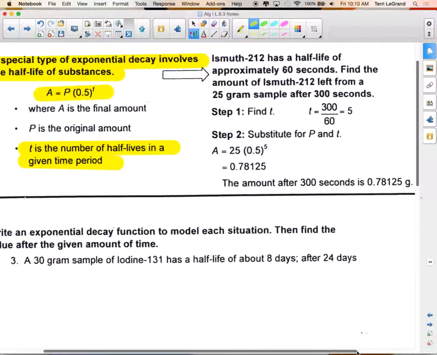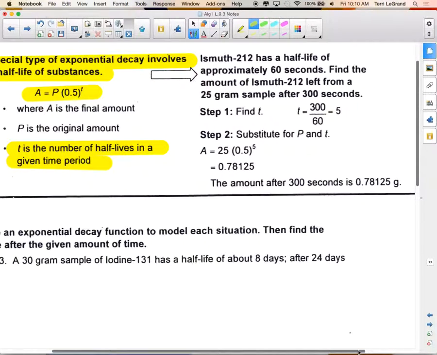Okay, so I want us right up here in this one. We're going to look at this example before we practice. This particular substance has a half-life of approximately 60 seconds. Find the amount left from a 25-gram sample after 300 seconds. 300 is not our t-value. Notice what they did. They took the 300 and divided it by 60, because every 60 seconds, half of the substance is remaining.